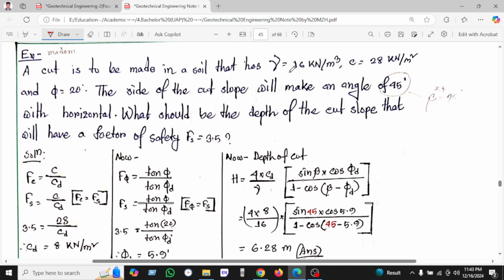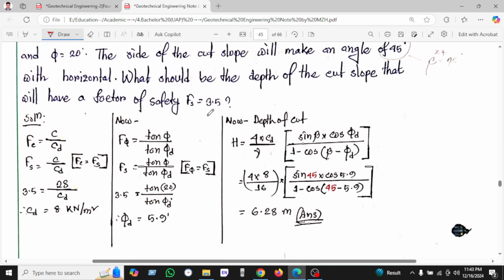Another one we can see here is a cut to be made in soil that has gamma equal to 16 kilonewton per cubic meter, C equal to 28 kilonewton per meter square, and phi equal to 20. The side of the cut slope will make an angle of 45 with the horizontal. What should be the depth of the cut slope if the factor of safety is given as 1.5? So we know the factor of safety is C divided by Cd, and putting in all the values we found Cd equal to 8 kilonewton per meter square.